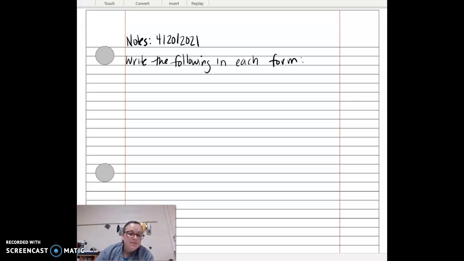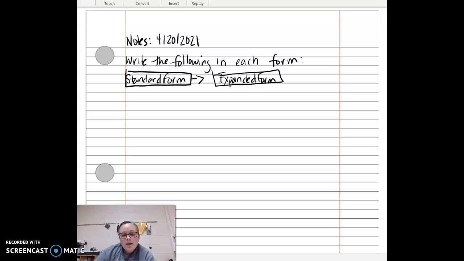So we talked about how there were three different forms. We could do standard form, we could do expanded form, or we could do exponential. So for example, if I give us the number 8, 8 is in standard form. We can take that and make it an expanded form.